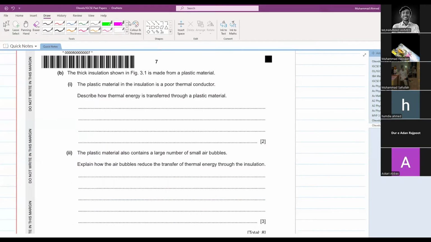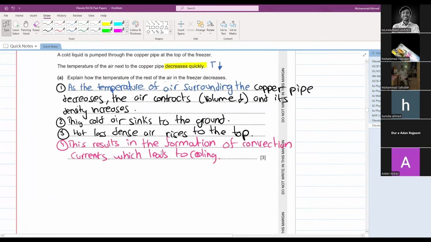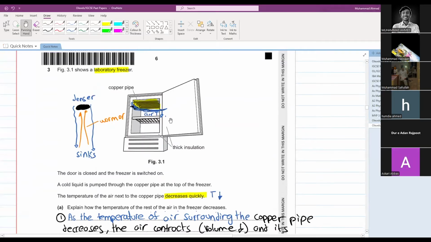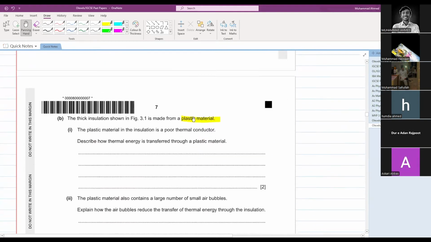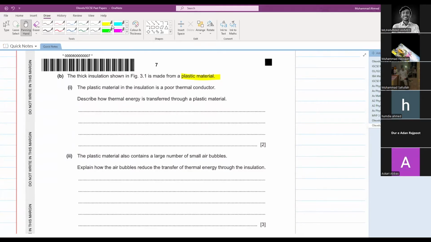The thick insulation shown in figure 3.1 is made from a plastic material. कहाँ गई भाई thick insulation हमारी? ये रही. It is made from plastic. अच्छा ठीक है. The plastic material in the insulation is a poor thermal conductor. Explain how thermal energy is transferred through plastic material भाई. प्लास्टिक में थर्मल एनर्जी किस तरह ट्रांसफर होती है बेटा?